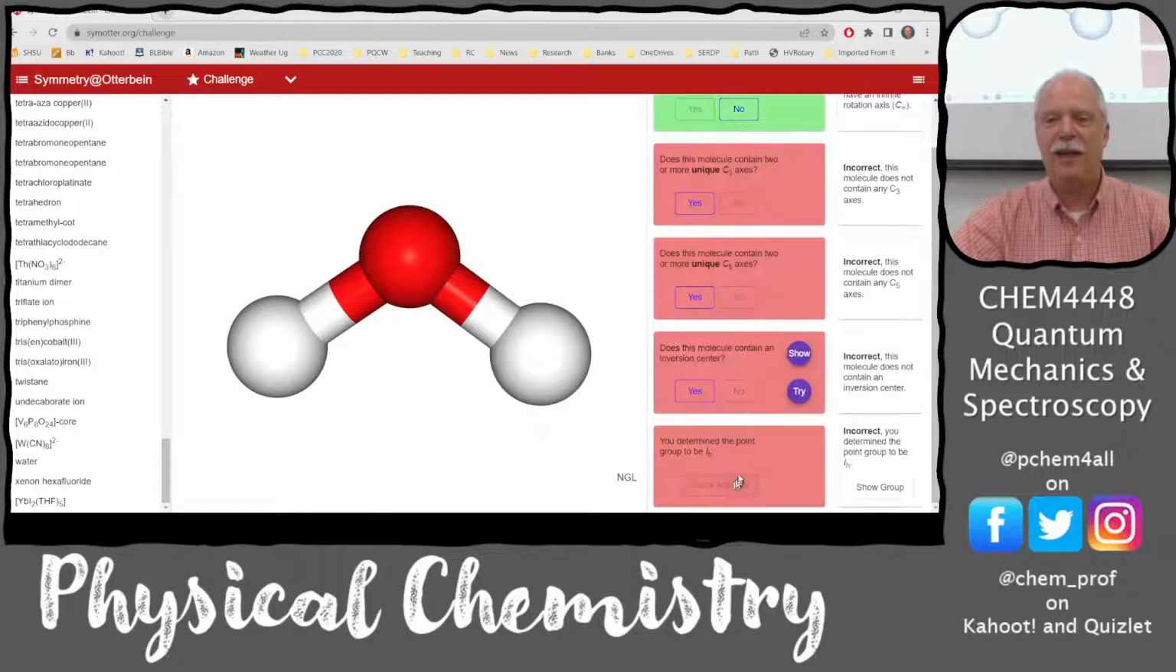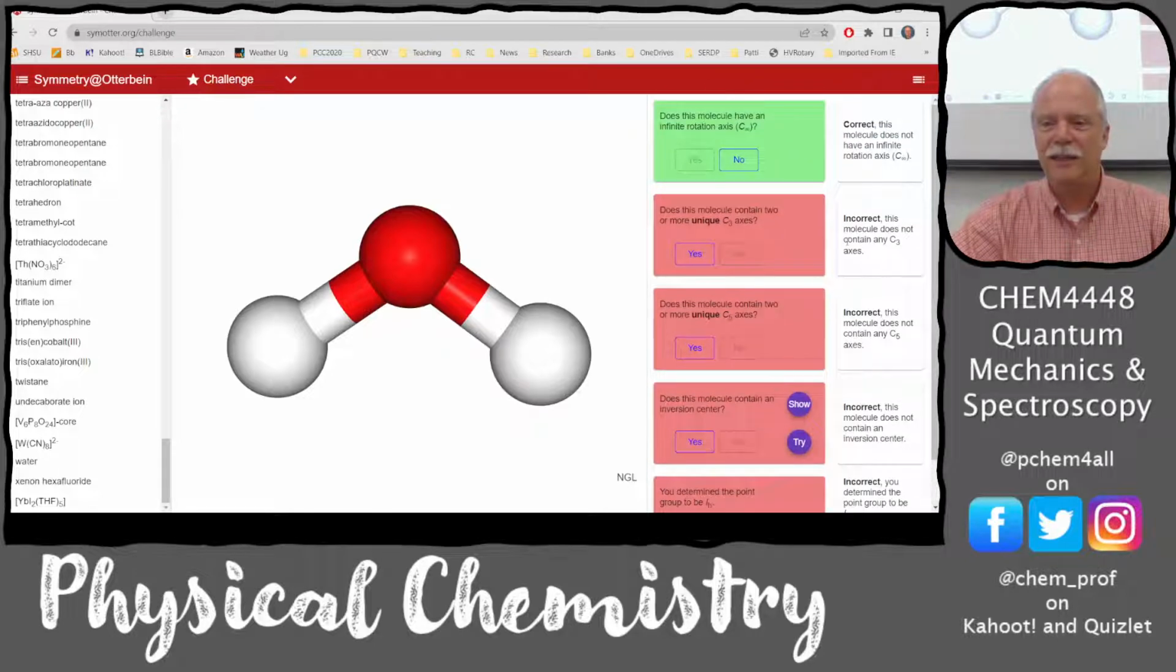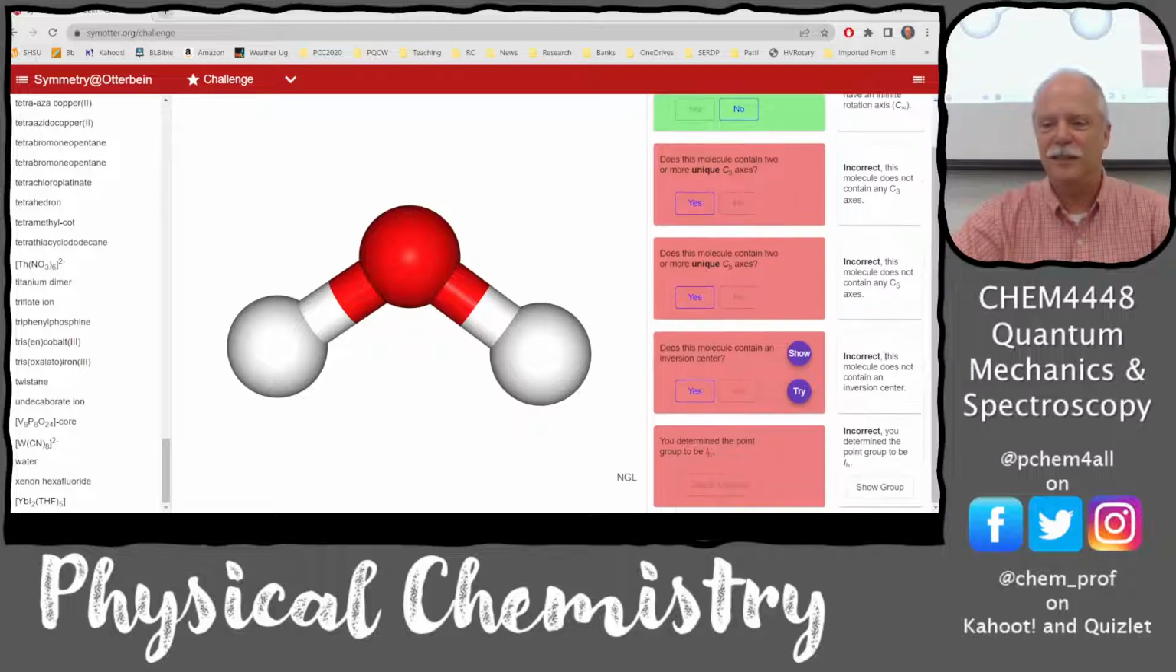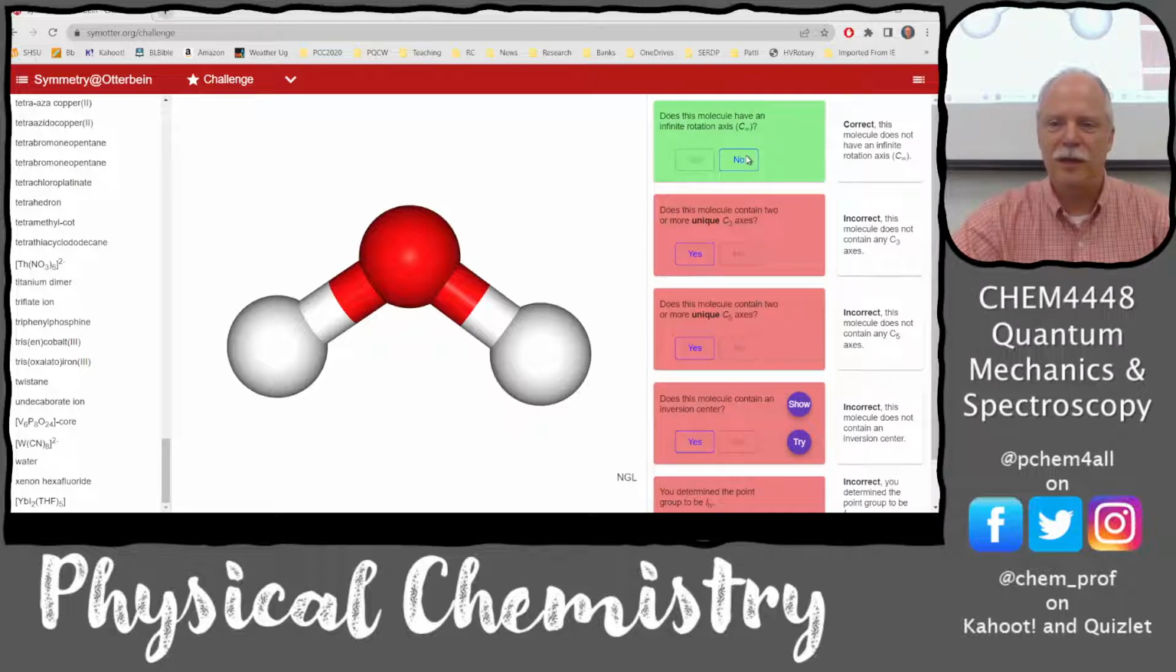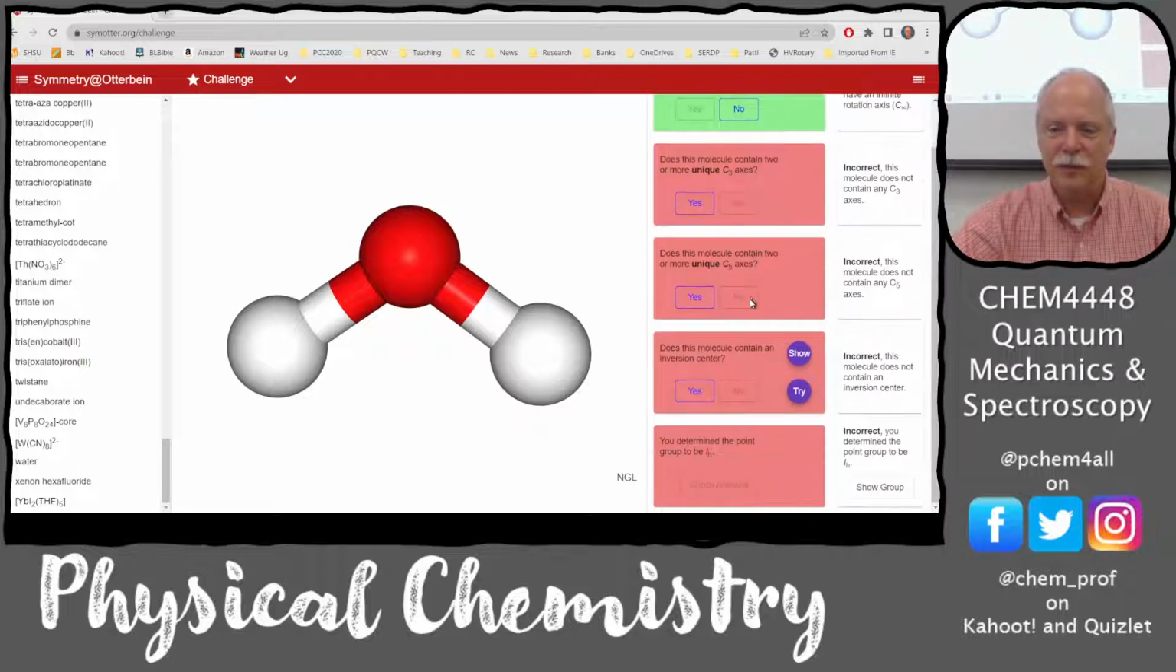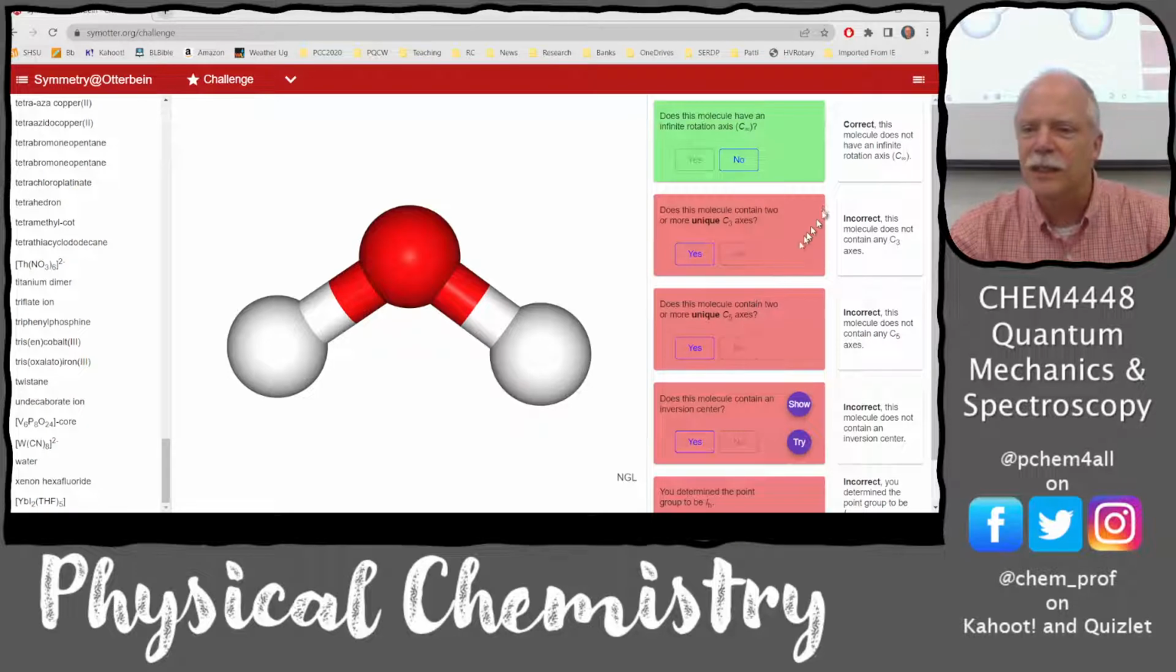Check answers. Okay. So it says incorrect. This molecule does not contain any C3 axes. Okay, and then it just goes down and says incorrect, incorrect, incorrect. Okay. So let's come back up here and hit, let's see, how do I reset? You see reset anywhere? Let's just go down here and click water.